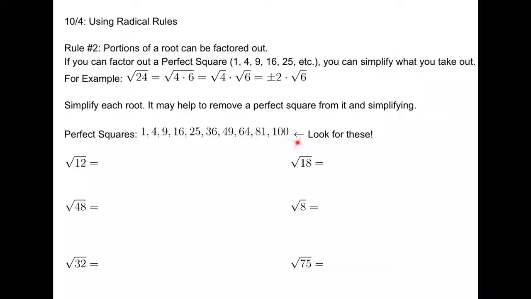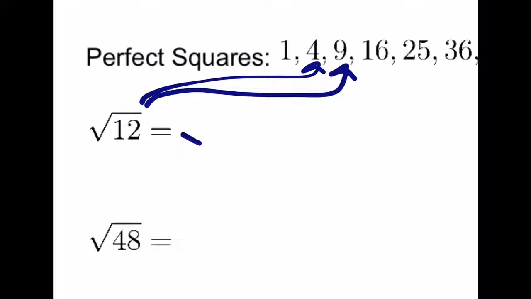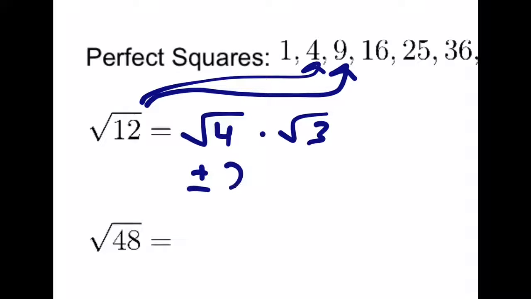Here's a list of all the perfect squares 1 through 10. One approach for the number 12 is that we consider what's the largest number that is still less than 12, and that's 9. Does 9 multiply into 12? No. How about the next one? 4. Does 4 multiply into 12? It does. So we can split this into the square root of 4 times the square root of 3. And the square root of 4 is a perfect square. So this becomes plus or minus 2 root 3.